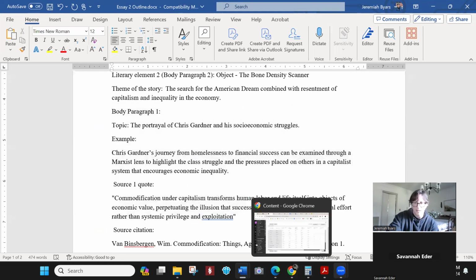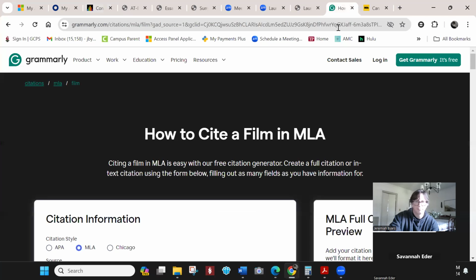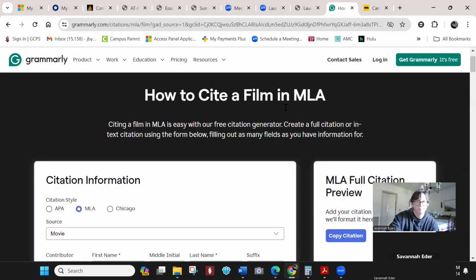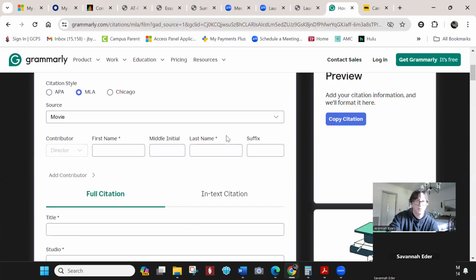Okay, that's it. The final thing I want to discuss real fast is citing a film. All right, citing a film. And I'll copy and post this link. Okay, how to cite a film in MLA. So movie. You need to look at the director.